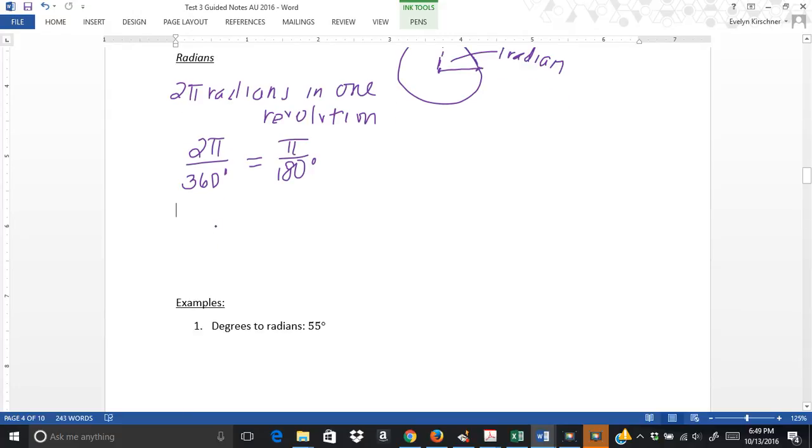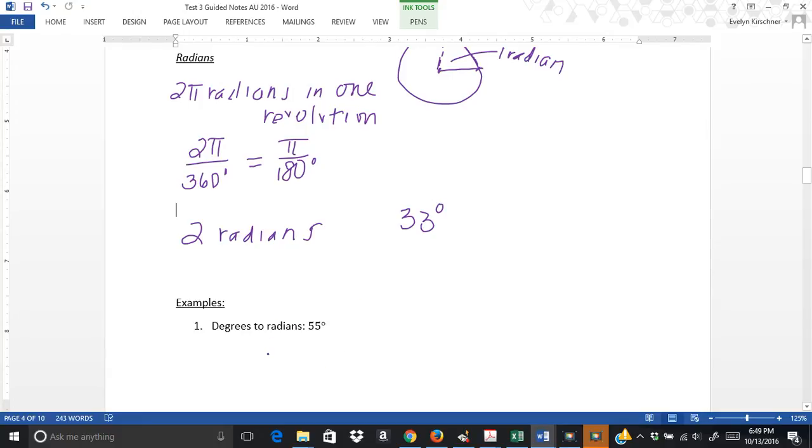It's important to note that typically when you see an angle, you see something like this, that means it's radians. And if it's in degrees, it will have the degree sign. So like 33 degrees, it has a degree sign. So I need to know whether it's radians or degrees.